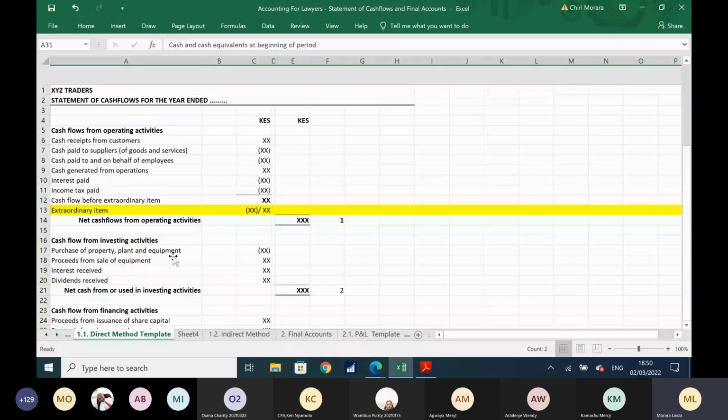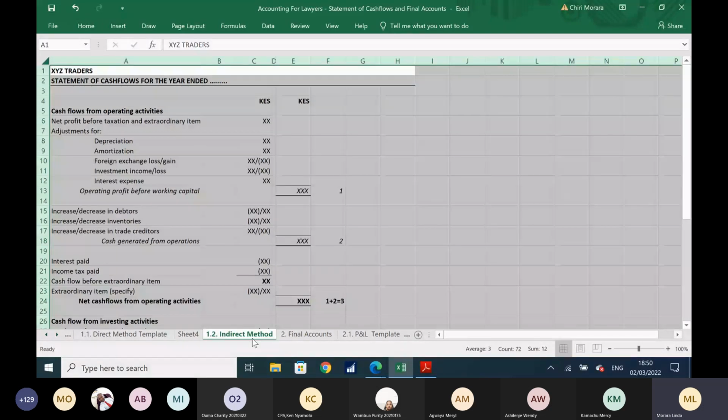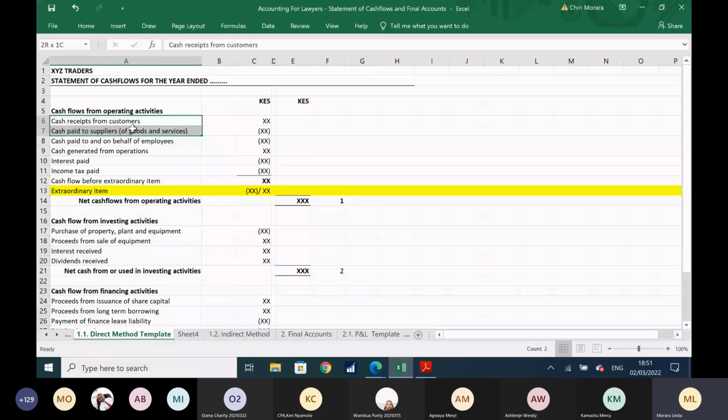So let me try to distinguish it from the indirect method. I do personally prefer the indirect method, but sometimes the instructions will be very specific, or the way you'll be given the information would not allow you to use it. So it's good for you to know both of them. For the indirect method, you're already starting. If you use your direct method here, you take your cash receipts from customers less cash paid to suppliers, which is basically the money you've received from your customers less the amount that you have paid out, giving you the profit in a sense, right?